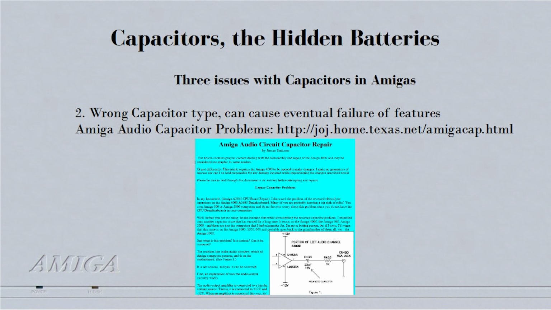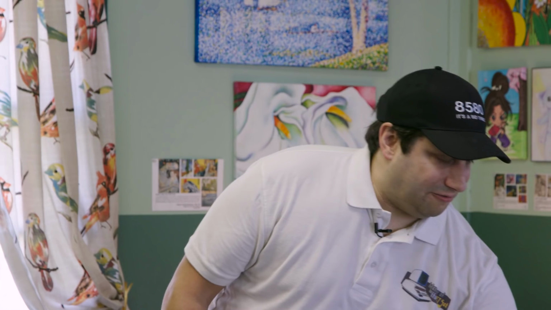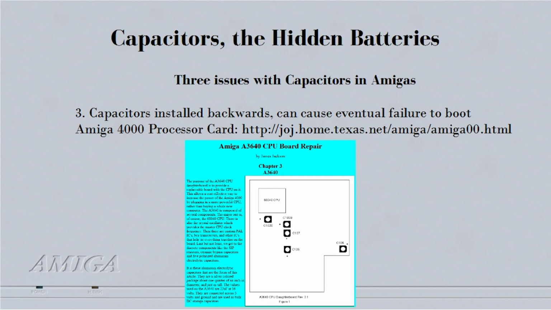Biggest problem on the Amiga is you have one instance where there's a wrong capacitor type. That's the audio circuit. They discovered it in the 4000. It's probably in every Amiga, and that'll eventually cause audio to go out. And all you have to do to get your audio back is replace those capacitors with the right ones. The other problem is the backwards installed capacitors, and this is a big problem in the 4000.